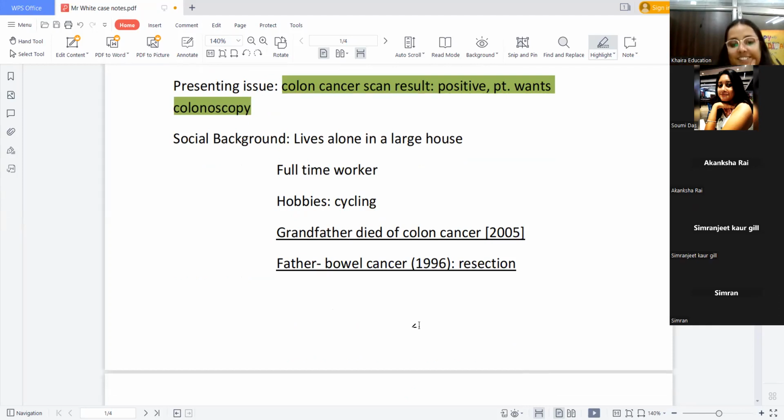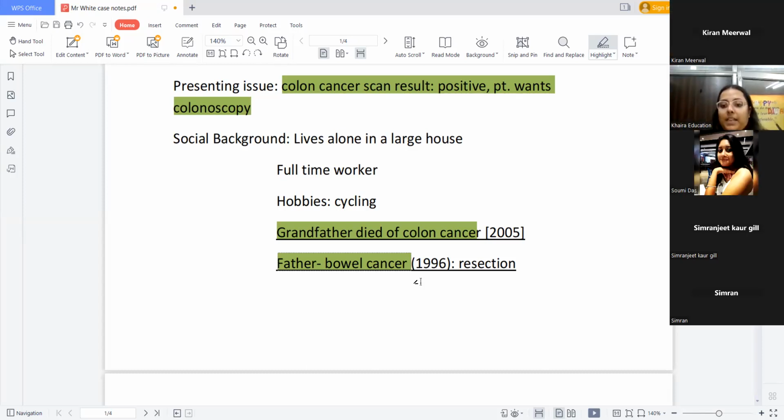Yes, ma'am. The family history is that the grandfather died of colon cancer, and the father had bowel cancer. The father may be alive. They've not mentioned that he's dead. Right, ma'am. So the patient's positive family history of colon cancer in the grandfather and bowel cancer in the father becomes relevant. You don't have to write the years. You don't have to write that the father underwent resection. We are just giving this information because this is the reason why our patient is worried that he might have cancer, and the reason why he has requested a colonoscopy. So this becomes very relevant in the diagnostic procedure. That he lives alone, is a full-time worker, and his hobbies have got nothing to do with the colonoscopy that he's going to have. Yes, Kiran Meerwal, your question.